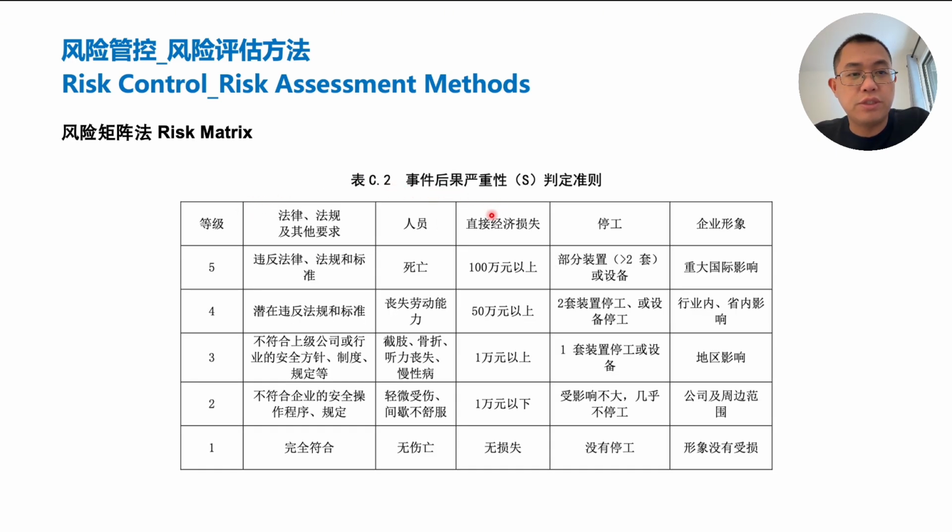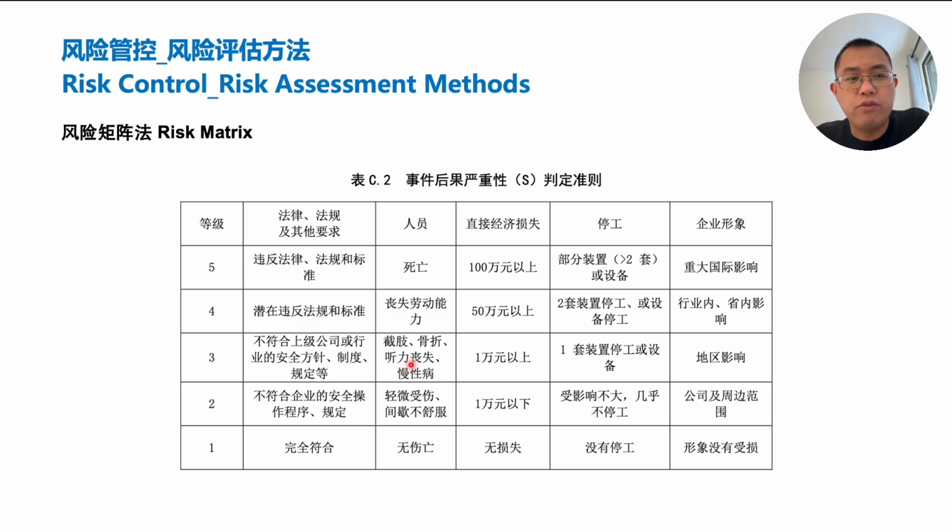The second factor in the risk matrix is the severity of consequences, and this is also divided into 5 levels. Level 5 is the most severe outcome, which is fatality. And level 4 refers to permanent disability or complete loss of the ability to work. And level 3 includes serious injuries such as amputation, fractures, hearing loss, or chronic illness. And in some cases, amputation may also result in permanent disability.